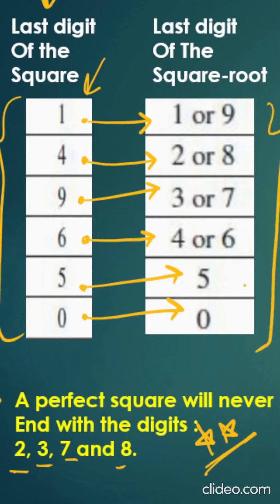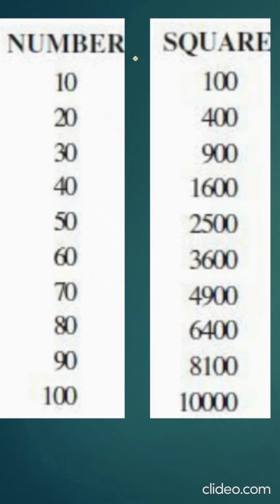For this, we just have to memorize: if the last digit is this, then the last digit of the square root will be 1 or 9 for 1, 2 or 8 for 4, 3 or 7 for 9, 4 or 6 for 6, 5 for 5, and 0 for 0. Okay, and also you can keep these numbers in mind: 10 square is 100, 20 square is 400, and so on up to 90 square is 8100, and 100 square is 10,000. Now the trick begins.